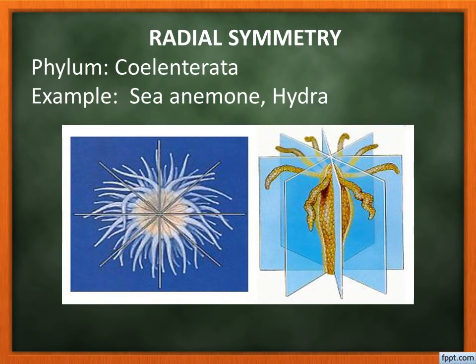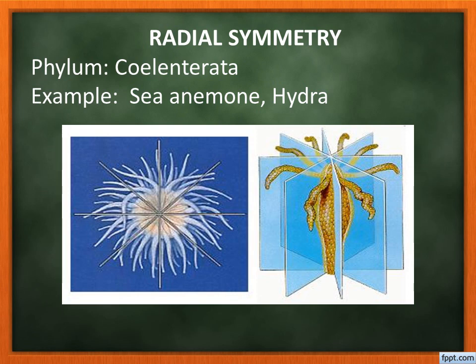Second one, radial symmetry. Radial symmetry means any plane passing through the central axis of the body divides the organism into two identical parts. For example, we are able to divide this organism into two equal halves in any plane, which means any direction, any axis. Do you get me? Examples are hydra and sea anemone.